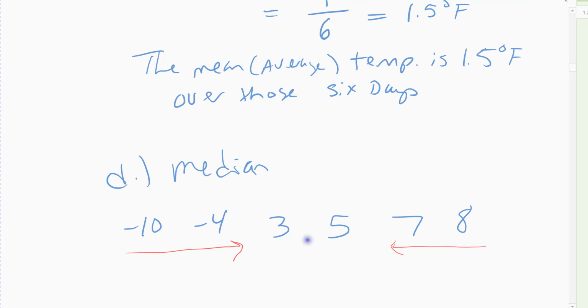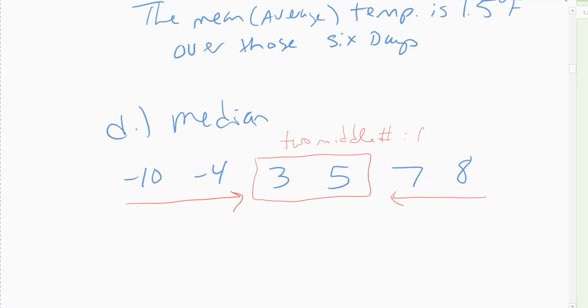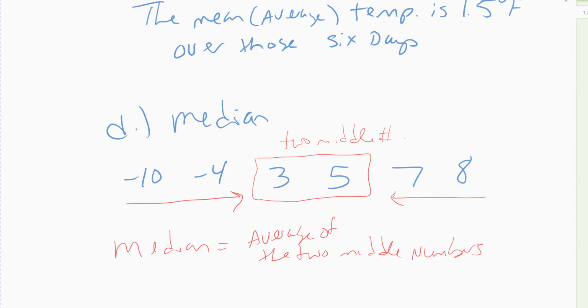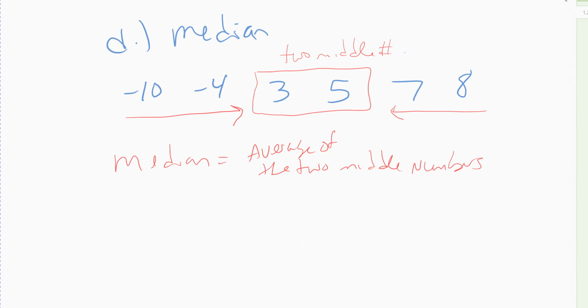If I try to go all the way with 3, there's nothing in the middle. And that's actually what I want to find. I want to find the average here in the middle. And so what you do is, you take these 2 middle numbers. And you want to find their average. So in order to find the median, it's the average of the 2 middle numbers. So in this case, it's the average between the temperatures 3 and 5.